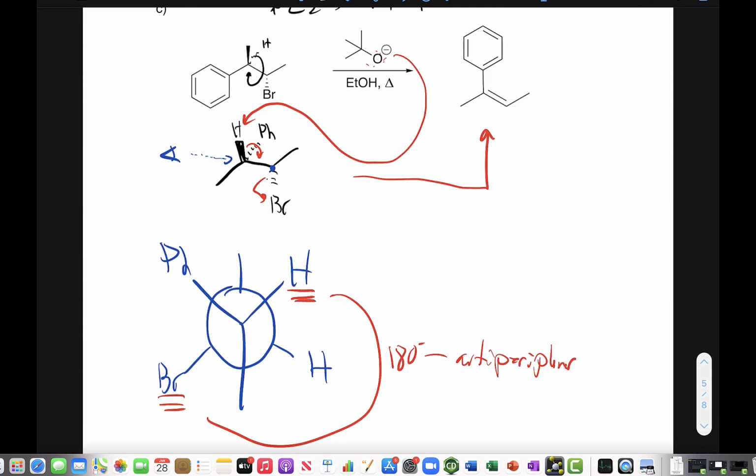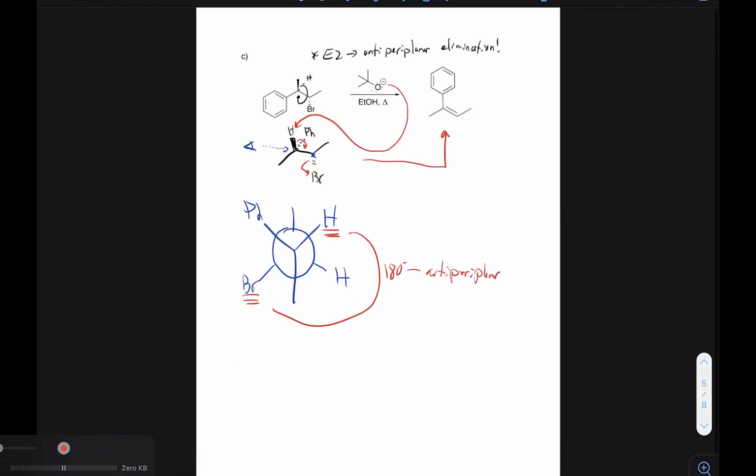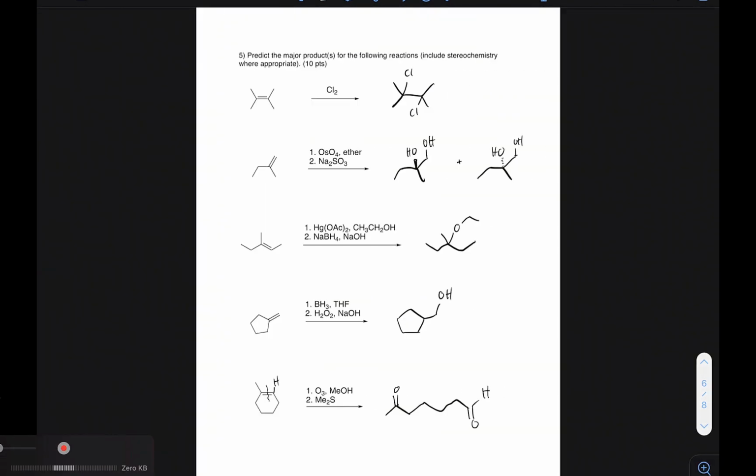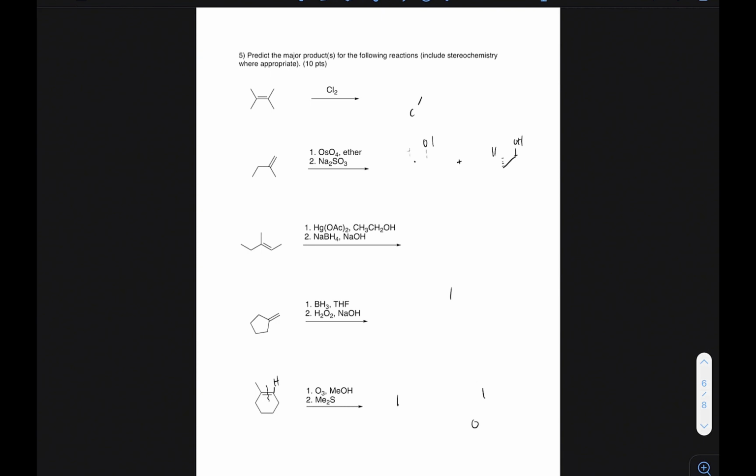All right, I hope that makes sense. So now let's go ahead and look at some more general reactions here. These are all these chapter 8 reactions, right? And we're kind of seeing these come up time and time again in class. So let's look at a few of them.